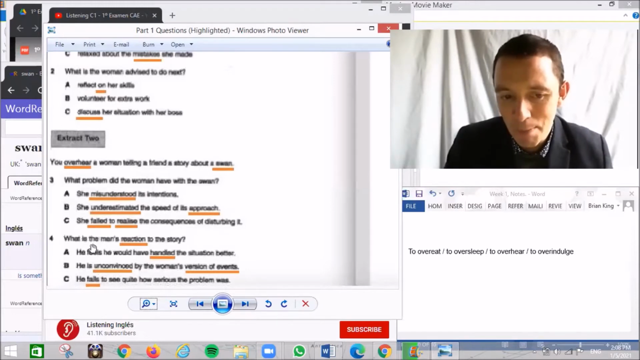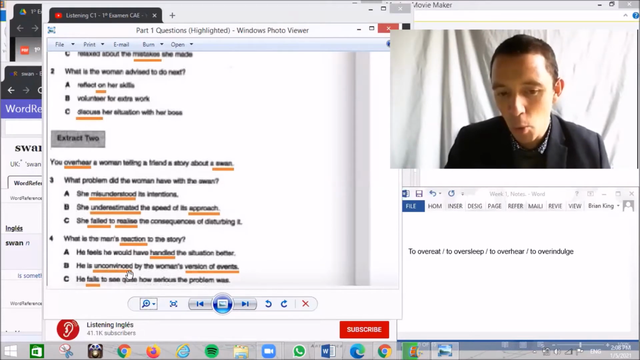Number 4, what is the man's reaction to the story? He feels he would have handled or managed the situation better. Similar synonym for manage in number 1. He is unconvinced, so negative, unconvinced by the woman's version of events, a good expression, her version of what happened. And he fails to see, fallar, he fails to see quite how serious the problem was.